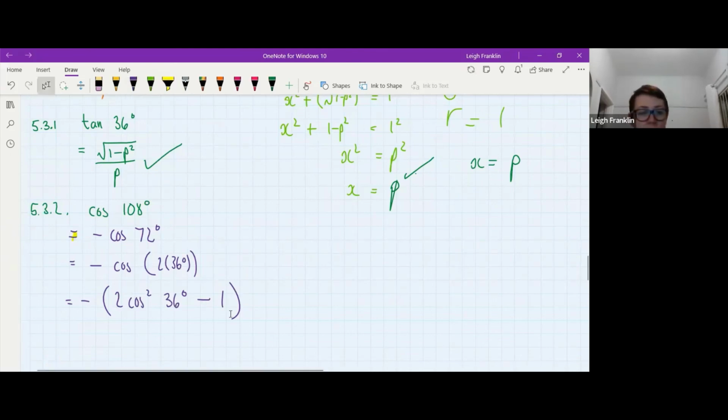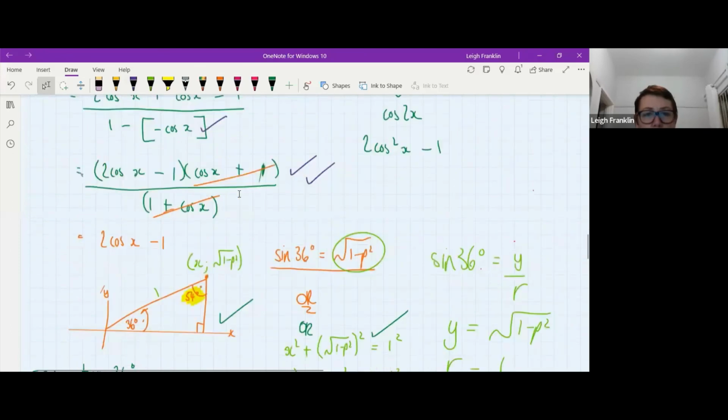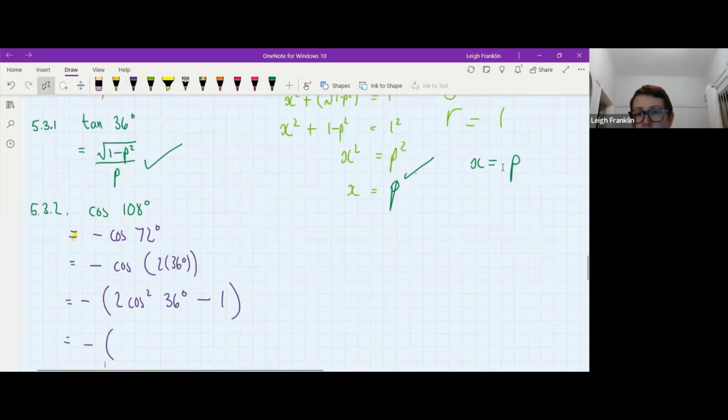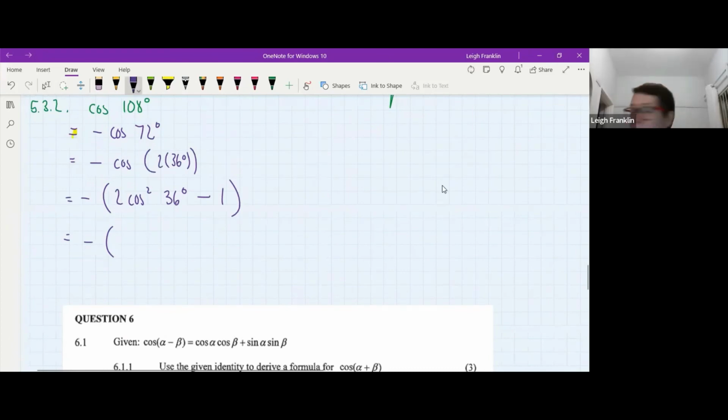Okay, almost there, guys. Now we can sub in what cos of 36 is. And if you recall, the cos of 36 in this case would be p over 1. Okay, so that would be 2p squared minus 1, and therefore our final answer would be minus 2p squared plus 1.